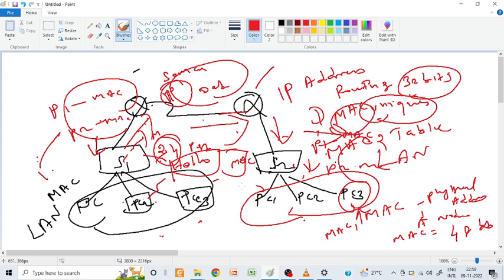This translation is done by the ARP protocol. ARP is a protocol that converts an IP address into a MAC address, and reverse ARP converts a MAC address to an IP address. In such a way the communication takes place in the network.